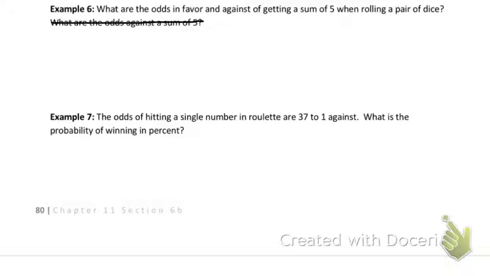Okay, what are the odds in favor and against of getting a sum of 5 when rolling a pair of dice? So we need to calculate both things. What's the probability of it happening? And what's the complement of that probability? I need both of those things to come up with our odds. So the probability of getting a sum. So let's go, that's my probability A.